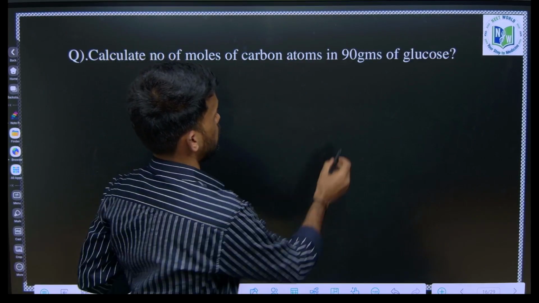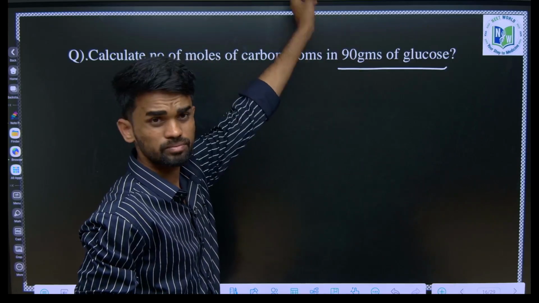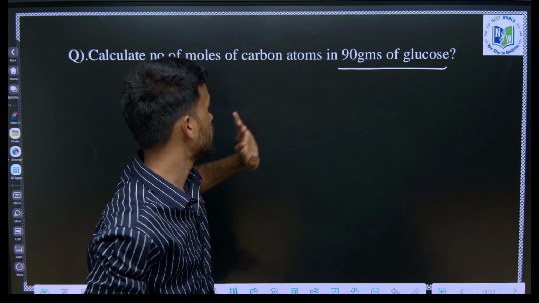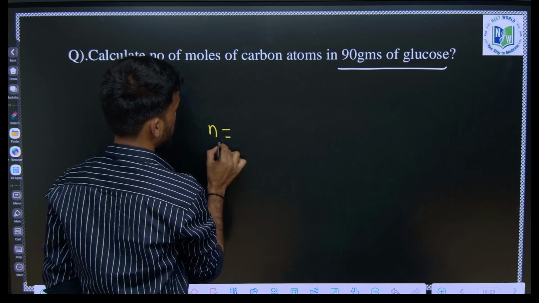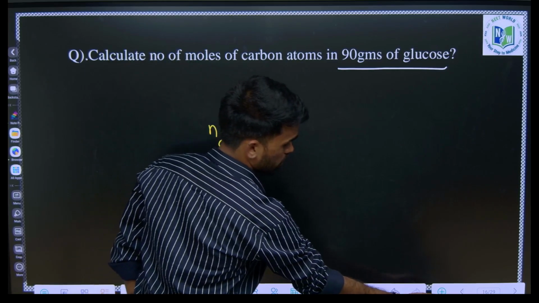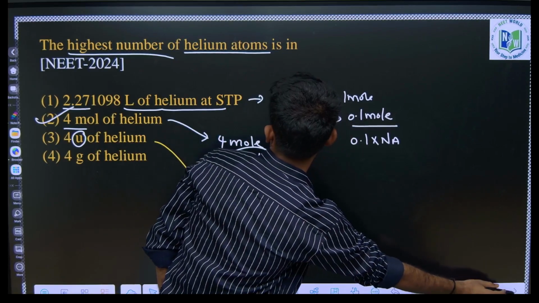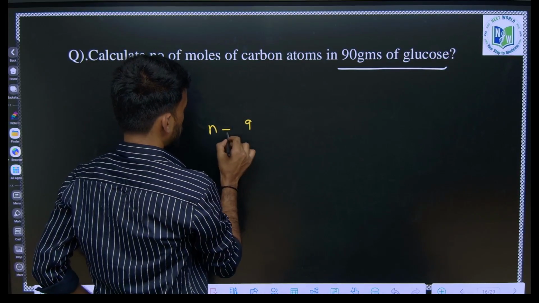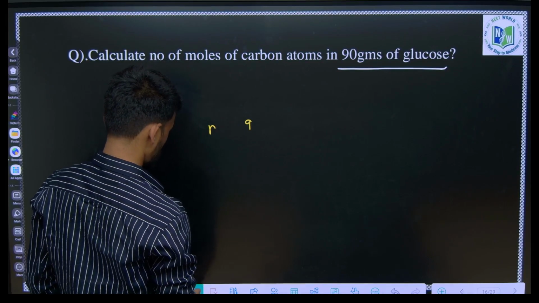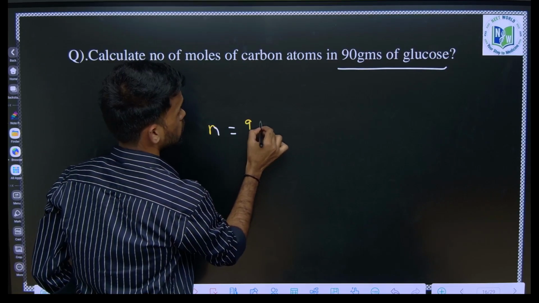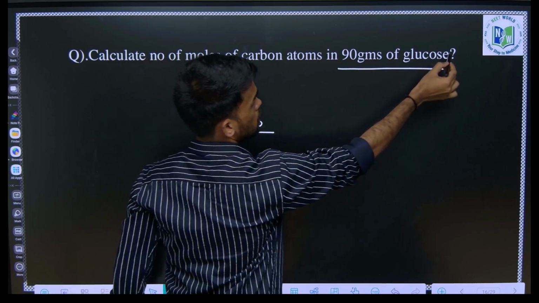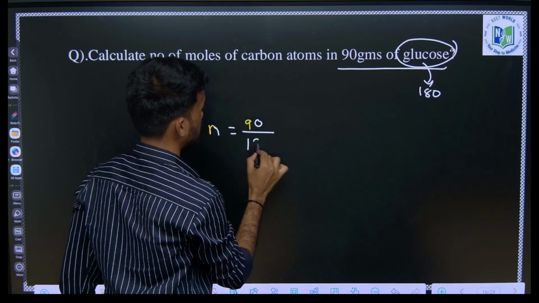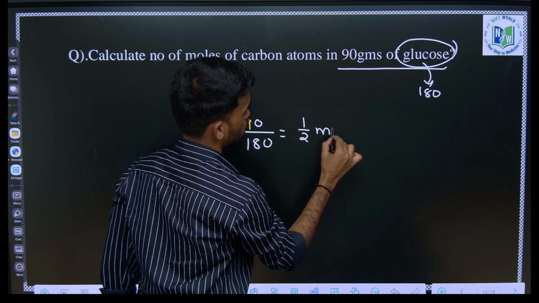Okay. Now you can do this: calculate the number of moles of carbon atoms in 90 grams of glucose. This is a very easy question. First of all, find how many moles are there in the given substance. The given substance is 90 grams. What is the molecular weight of glucose? We already calculated 180 at the starting of the class. So this will be half mole, right?